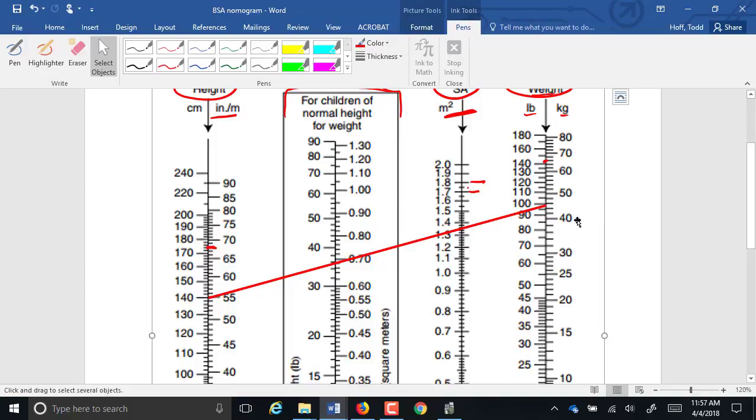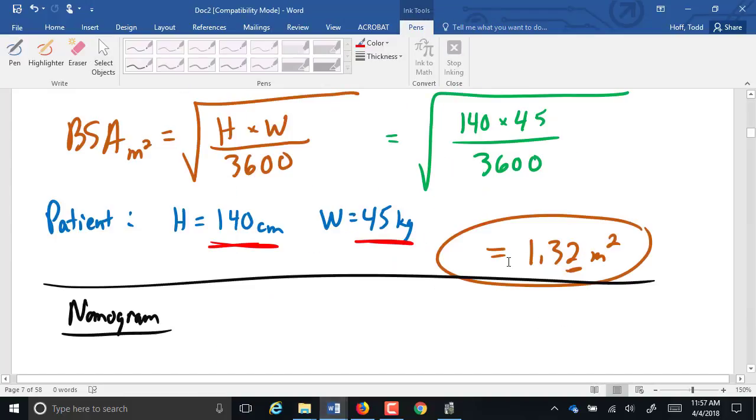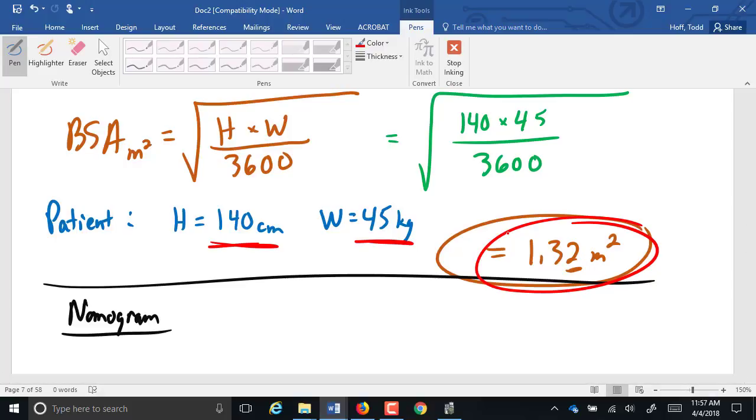Now you can see I'm not going to be perfect with where I get my endpoints. That's one of the other things that contribute to some of the error in this measurement. Now you can see this is between 1.3 and 1.4, almost dead in the middle. I'd say about 1.35. We're going back here, we calculated 1.32, so that's pretty close, again, within a few hundredths of a square meter. One of the weaknesses of the nomogram, there's a couple of weaknesses.